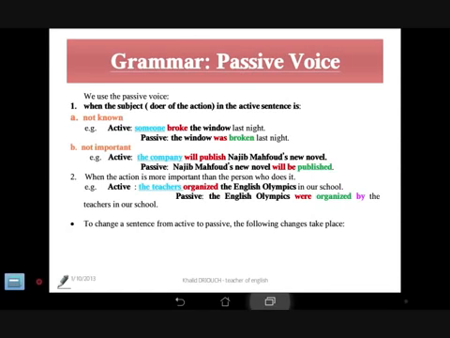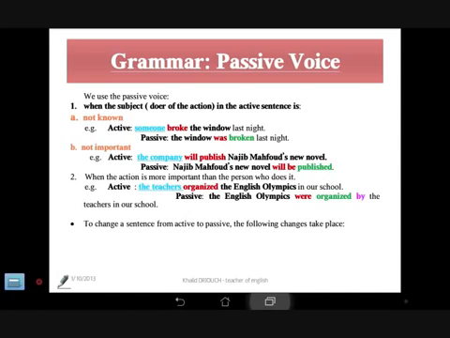Since the English Olympics is an event and it's in a school, we are so sure, or it's obvious, that there will be some teachers involved in it. So in this sentence, the organization of the English Olympics is an important event, much more important than who really organized it. So we changed the sentence to passive form and we get: the English Olympics were organized by the teachers in our school.